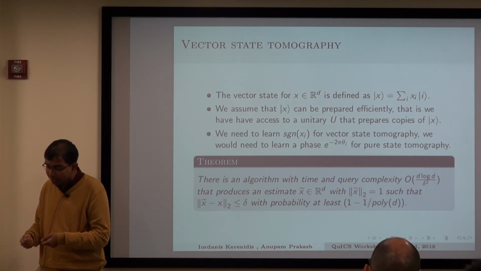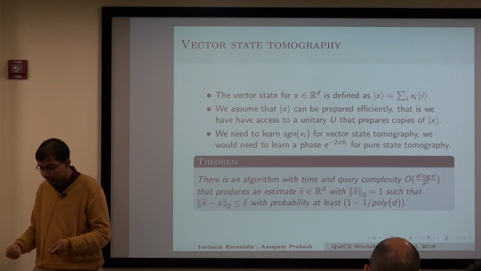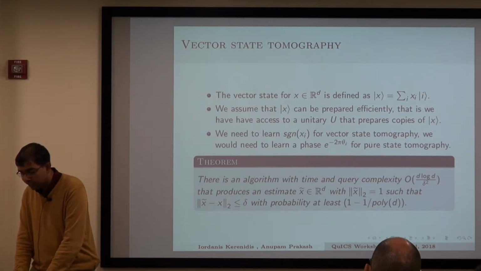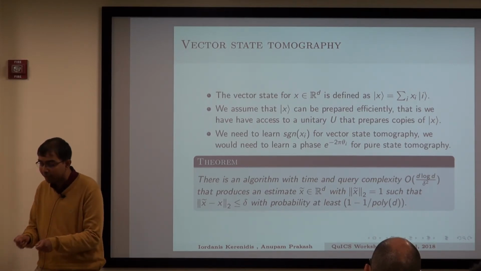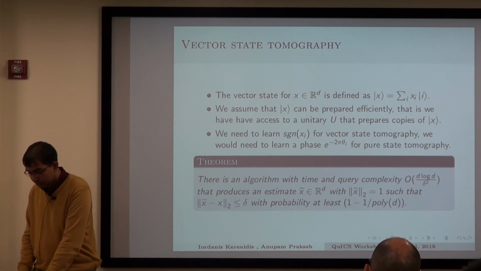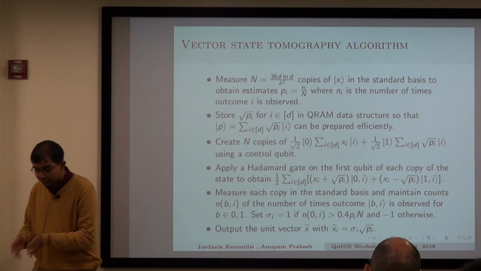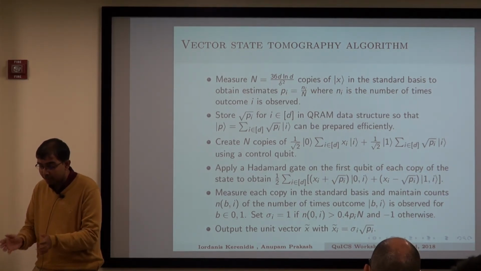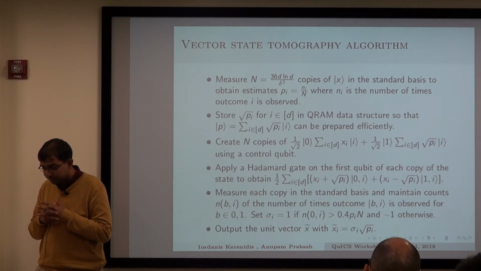There is an algorithm with both time and query complexity d log d over delta squared, which produces an estimate x tilde with L2 error delta, and it succeeds with probability 1 minus 1 over poly d. So it's also important that we succeed with high probability. The algorithm is very natural. The analysis is a bit harder, but the algorithm is natural.